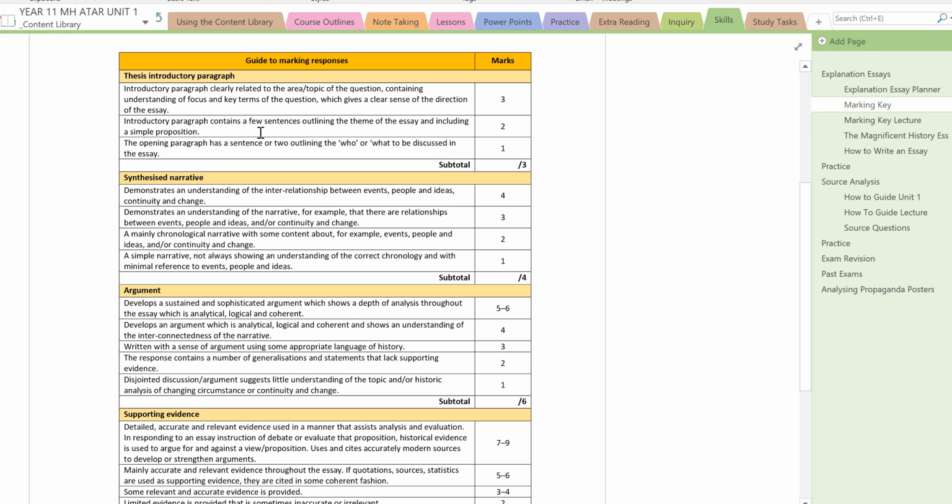Introductory paragraph, if you give a few sentences outlining the theme of the essay and you have a very simple proposition, we'll give you 2 marks. But if you're really only very general and it's a very brief outline, you'll get 1.